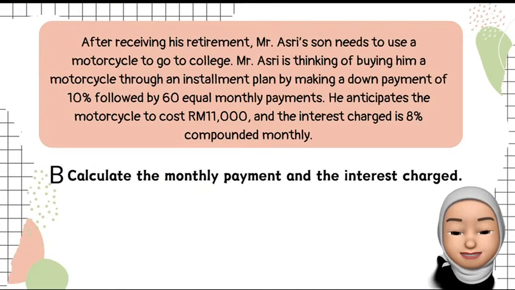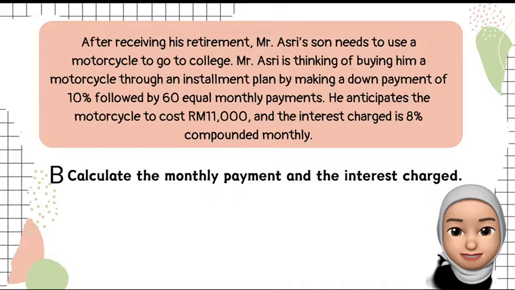After receiving his retirement, Mr. Asri's son needs to use a motorcycle to go to college. Mr. Asri is thinking of buying him a motorcycle through an installment plan by making a down payment of 10% followed by 60 equal monthly payments. He anticipates the motorcycle to cost RM 11,000 and the interest charge is 8% compounded monthly.